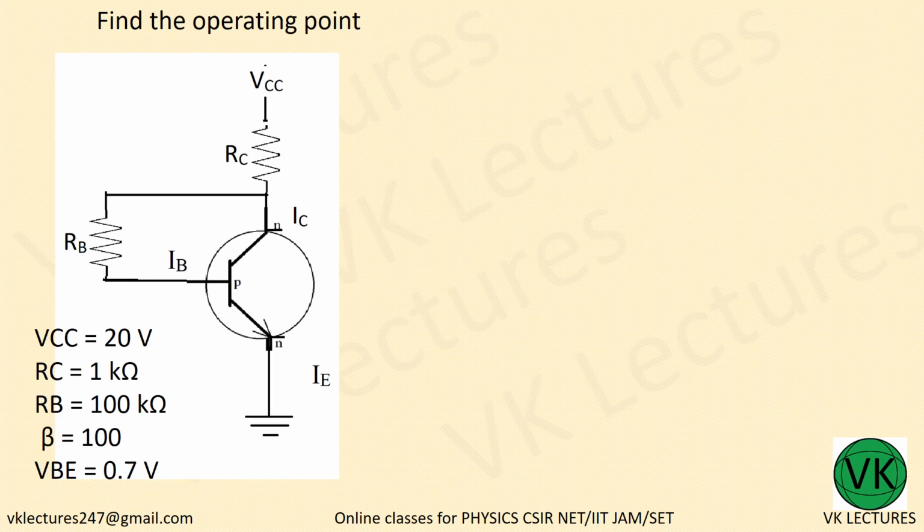This one you can take. Now find the operating point. Operating point means you have to find IC as well as VCE. IC and VCE is the operating point. Okay, so let us go by the input side. VCC equal to I times RC plus IB RB plus VBE.